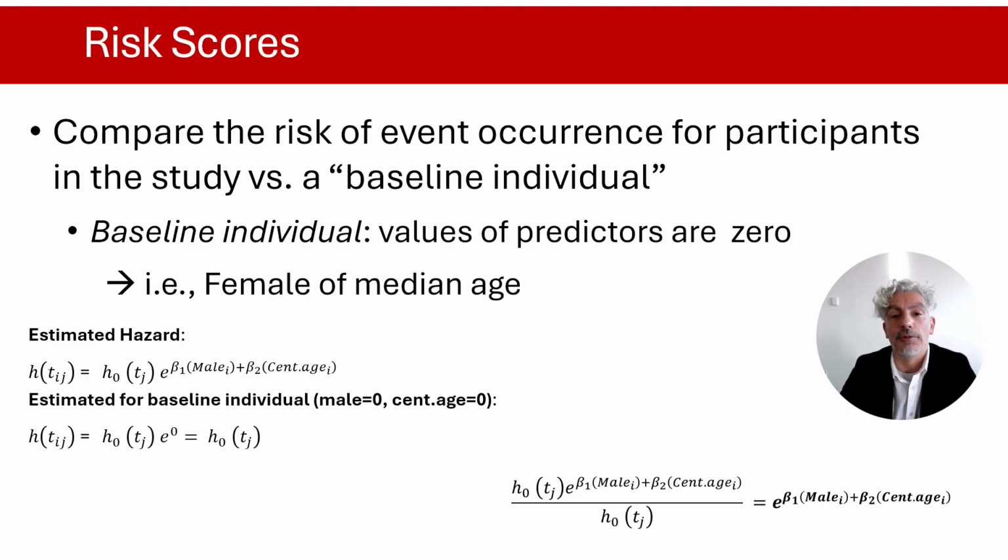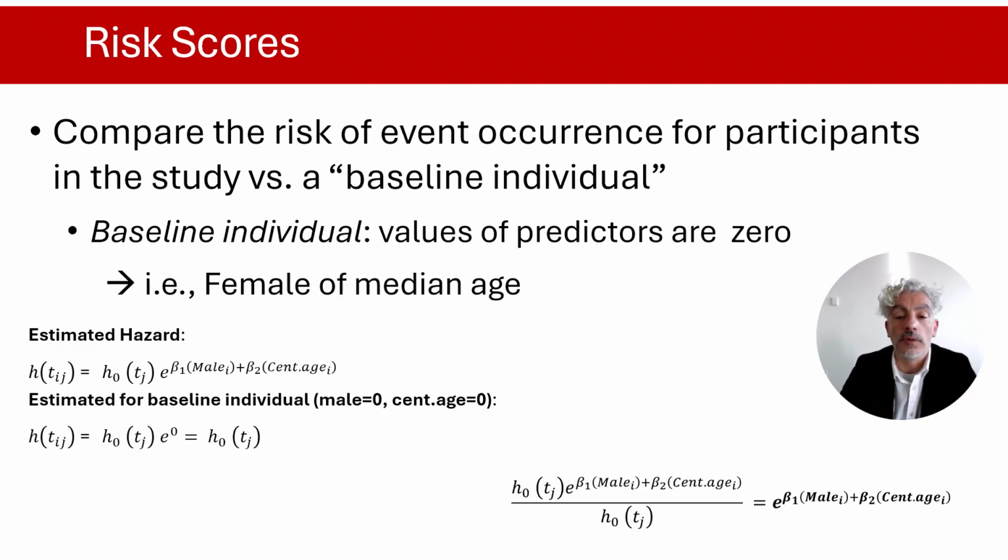as I will illustrate. The purpose of the risk scores is to compare the risk of event occurrence for a participant in the study compared to the risk of an ideal baseline individual that might not even exist. The baseline individual is basically a participant that displays value 0 in all the predictors.